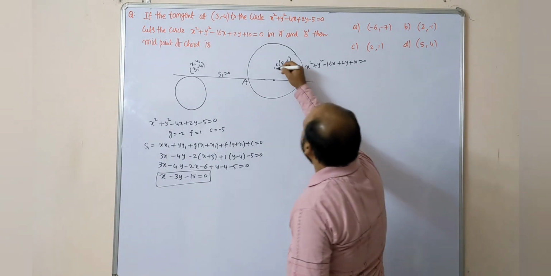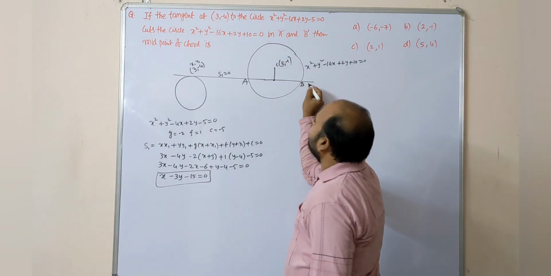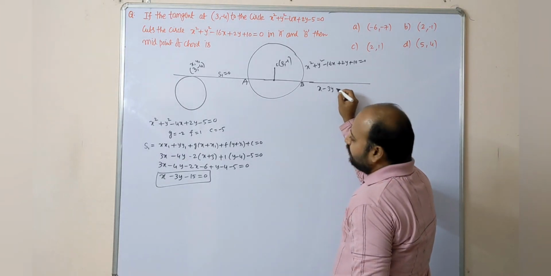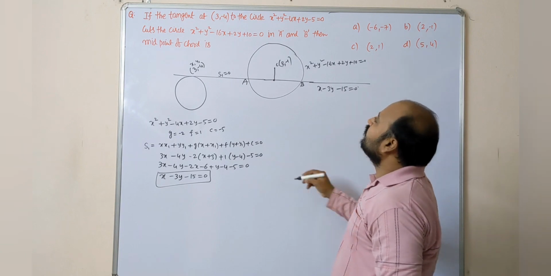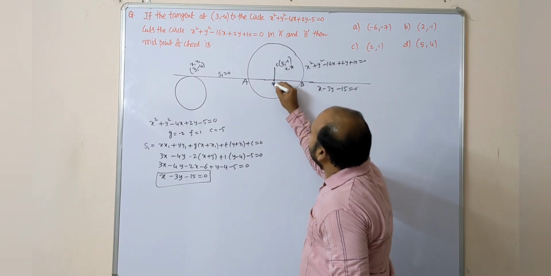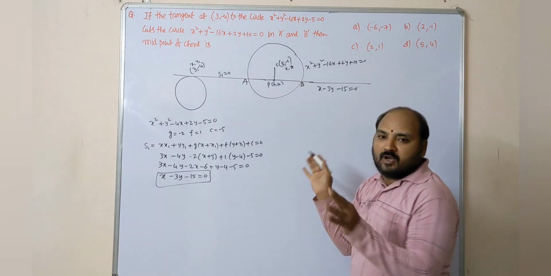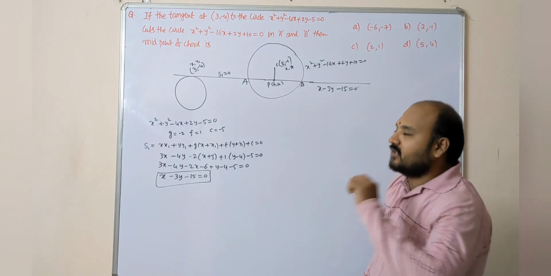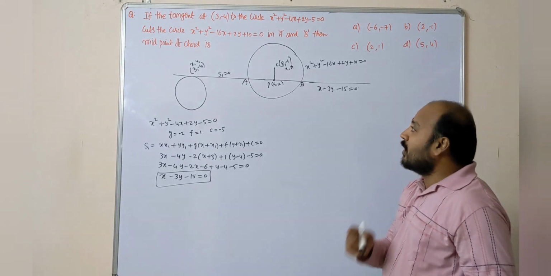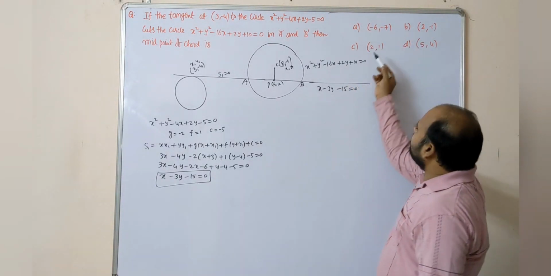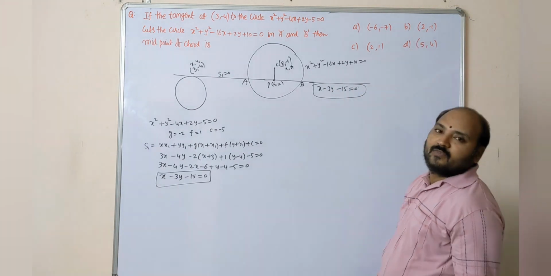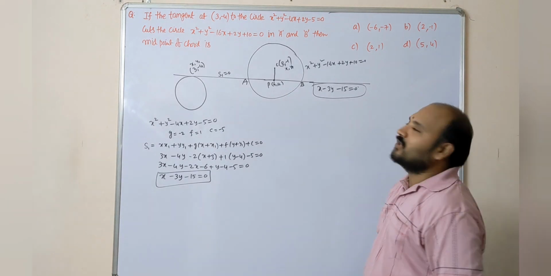Generally, the midpoint of the chord means the foot of the perpendicular from this point to this line. This line is what? This only: x minus 3y minus 15 equal to 0. This is x1, y1; the foot of the perpendicular (h, k) is the midpoint of the chord. You can apply the formula and you will get the answer. But without wasting valuable time in competitive exams, among the options, whichever point satisfies this line is our right answer, the midpoint of the chord.